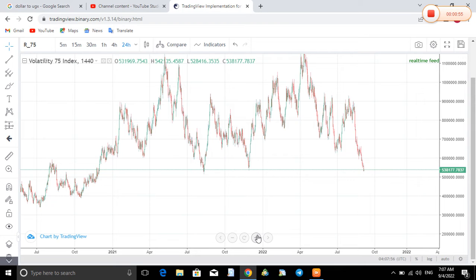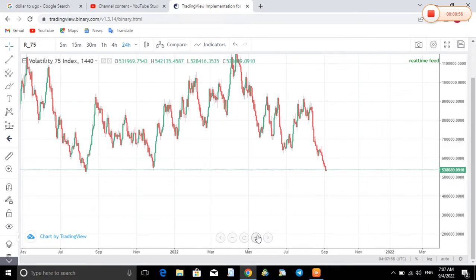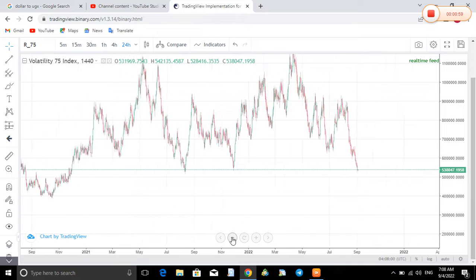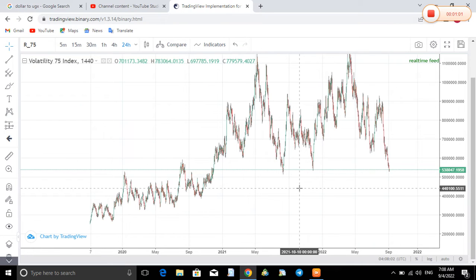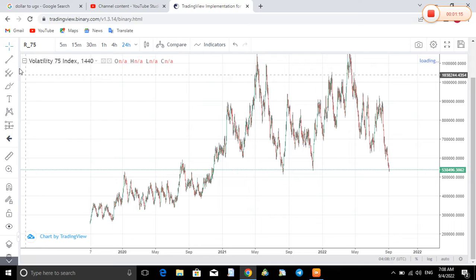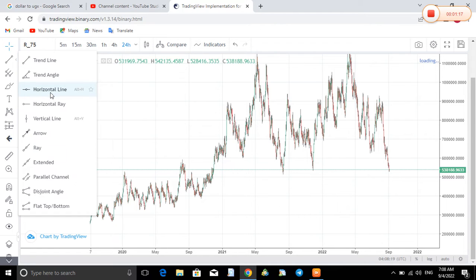Now without wasting time, I'm already focusing on my charts. I'm using tradingview.binary.com to analyze the market. Now I'm already in my higher time frame. Like we told you, we focus on the higher time frame, scrolling down to the lower time frame.